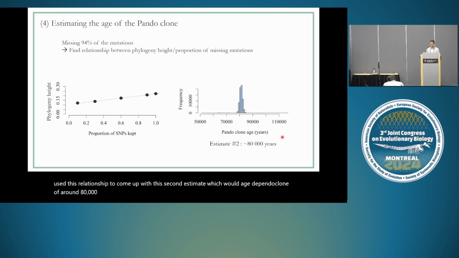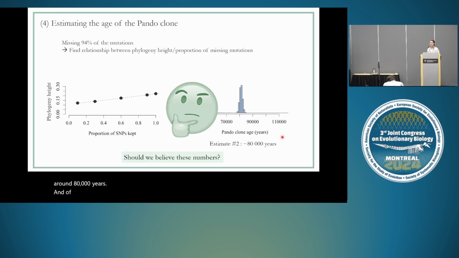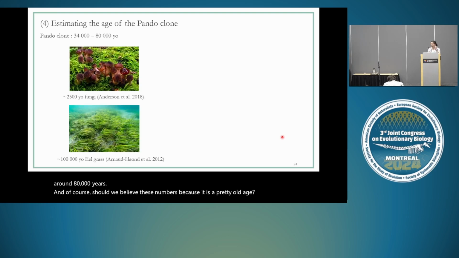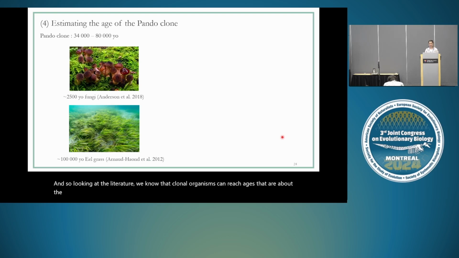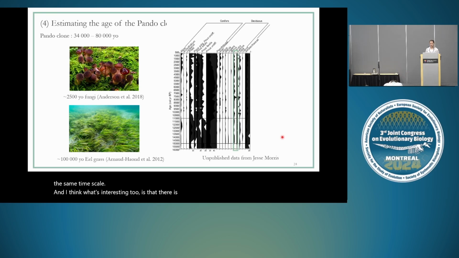And of course, should we believe these numbers, because it is a pretty old age? Looking at the literature, we know that clonal organisms can reach ages that are about the same time scale. And I think what's interesting too is that there is some core data that's been done on the lake that's just right by the Pando clone. This is pollen data.